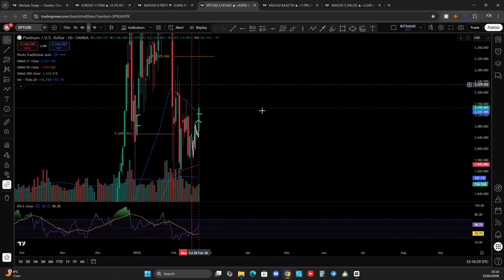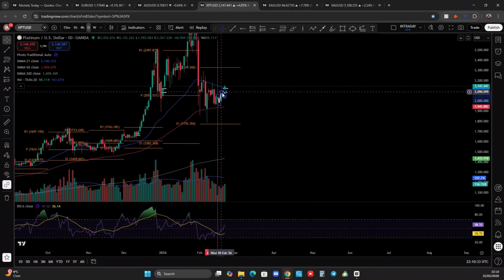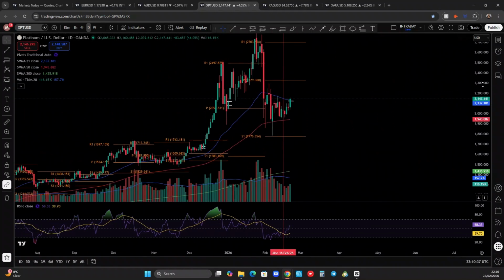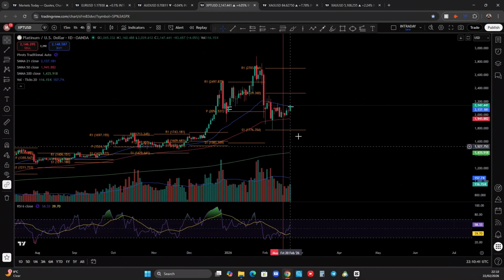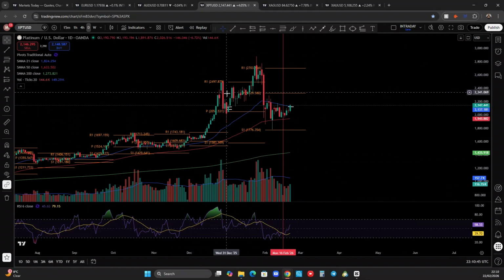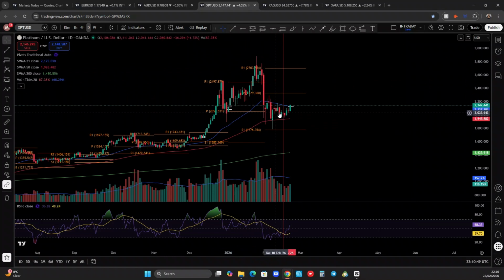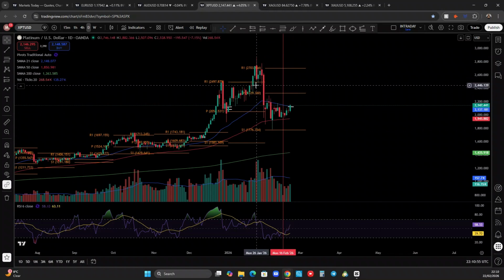Right? And then on the daily, what do we have here? Right, so on the daily, the moving averages are in order for bullish moves. So that tells me that this is just a massive correction here. And we might be looking at a reversal to the upside. Okay?